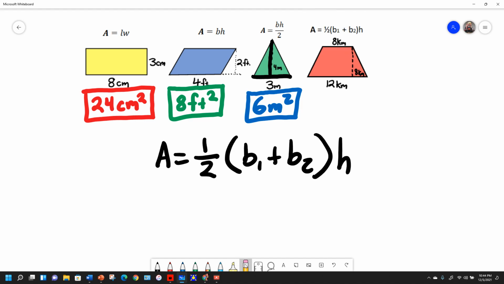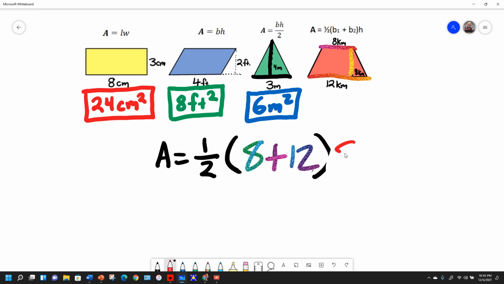So we could replace this one with an 8, or we could put a 12 there. It doesn't really matter because the commutative property of addition says the order that we add stuff does not change the sum. Okay, so we said base 1 is 8, base 2 is 12. We're adding them together. And then the height is going to be 8 as well. So we'll put an 8 out here. Well, sorry about that. Let's fix that.